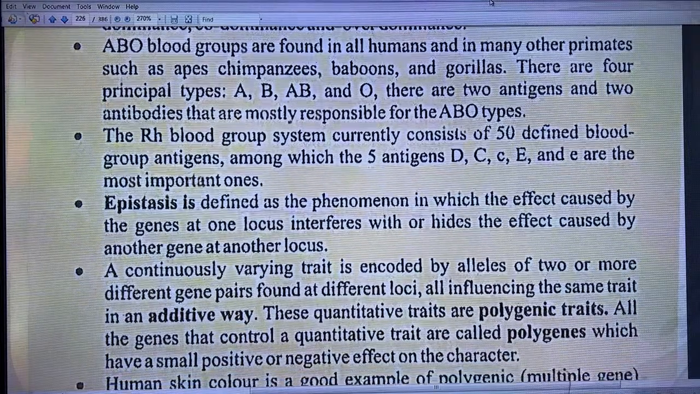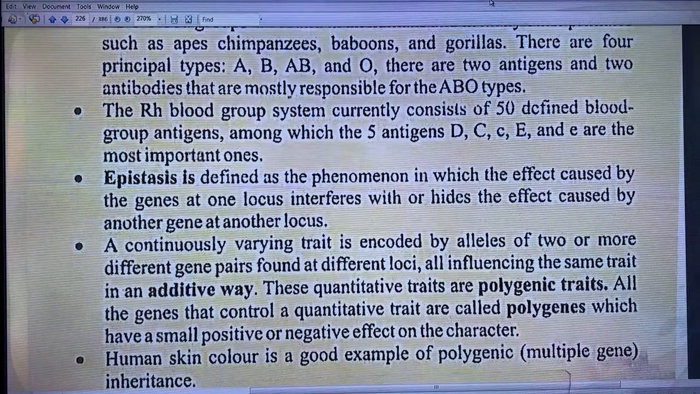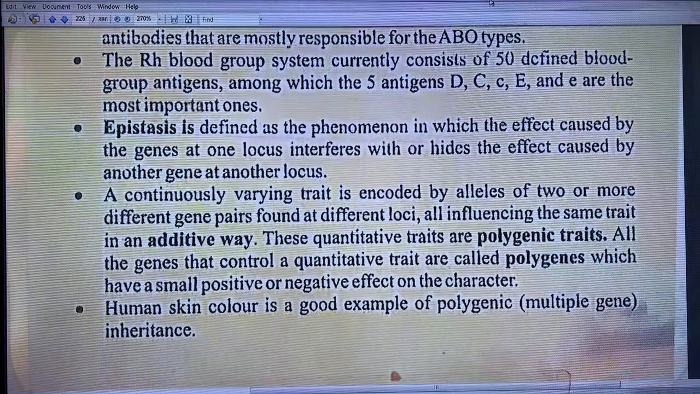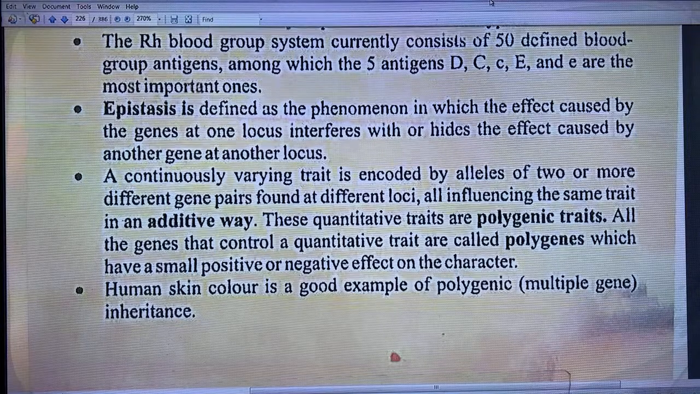ABO blood groups are found in all humans and in many other primates such as apes, chimpanzees, baboons, and gorillas. There are four principal types: A, B, AB, and O. There are two antigens and two antibodies that are mostly responsible for the ABO types. The Rh blood group system currently consists of 50 defined blood group antigens, among which the five antigens D, C, c, E, and e are the most important ones.